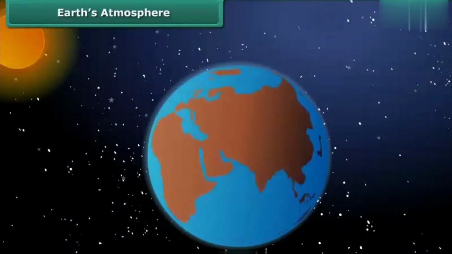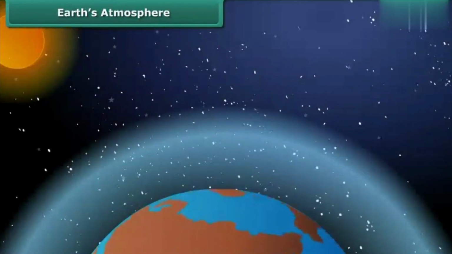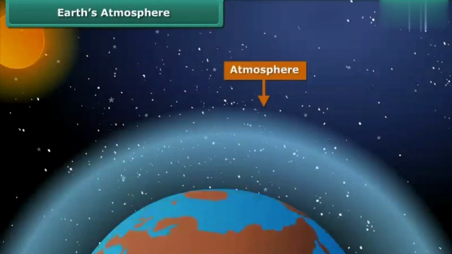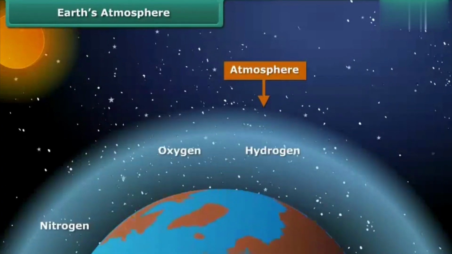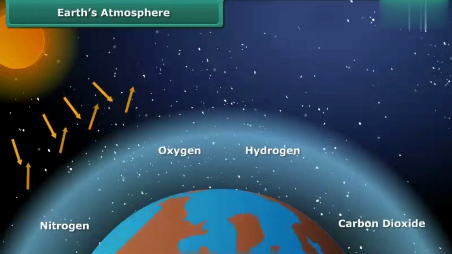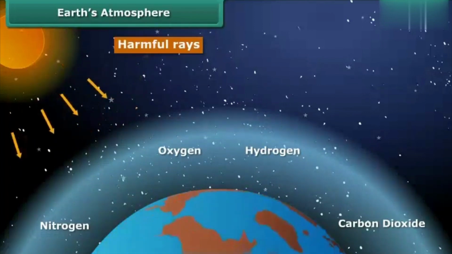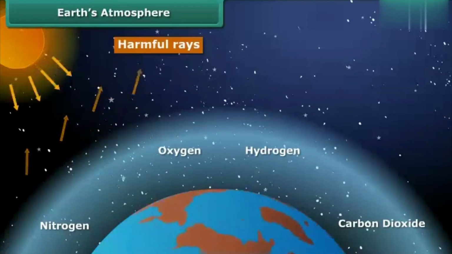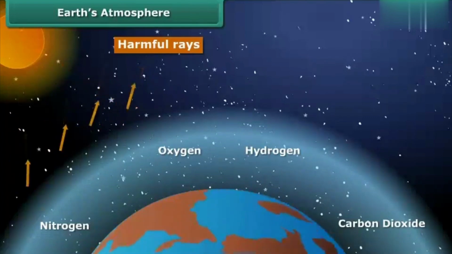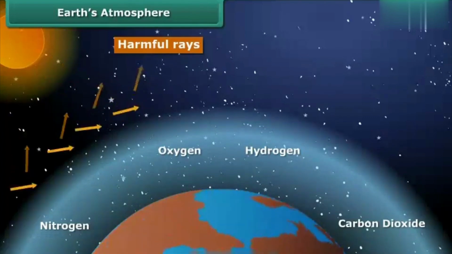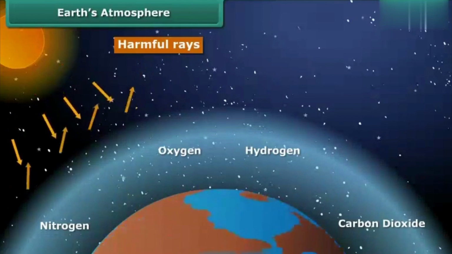Our Earth is surrounded with the blanket of several gases called atmosphere. This atmosphere contains mainly nitrogen, oxygen, hydrogen and carbon dioxide along with some other gases. The atmosphere protects us from some harmful rays that can come from the sun. Atmosphere plays a very important role in regulating the temperature of Earth in order to sustain life on it.